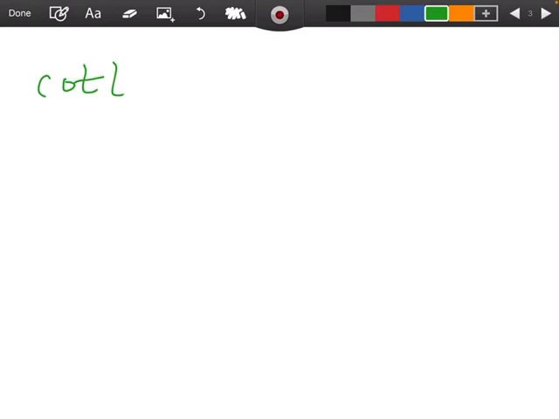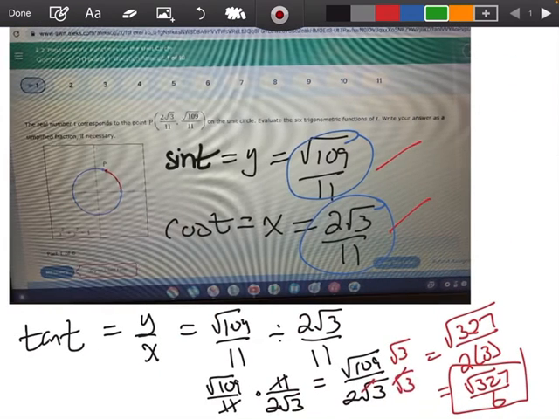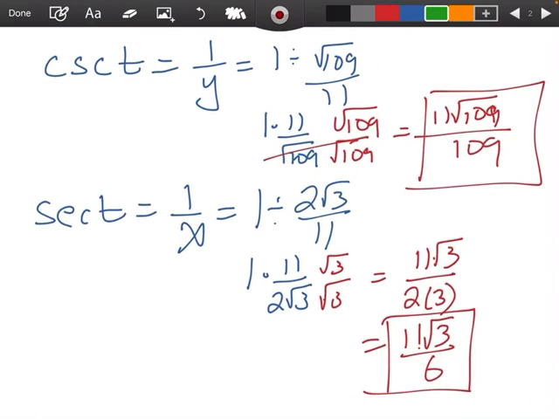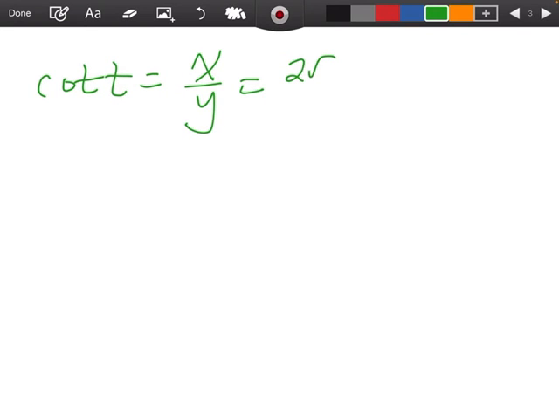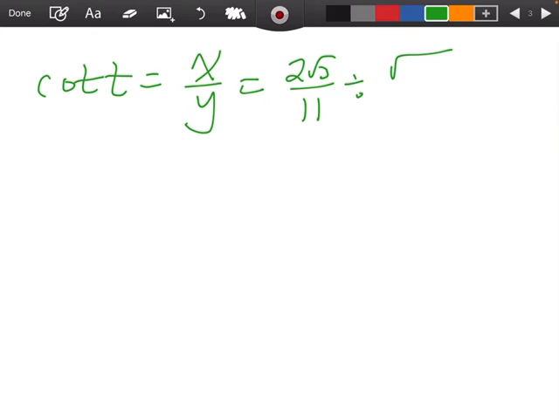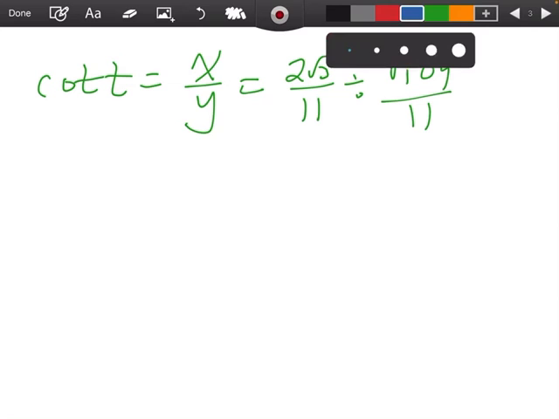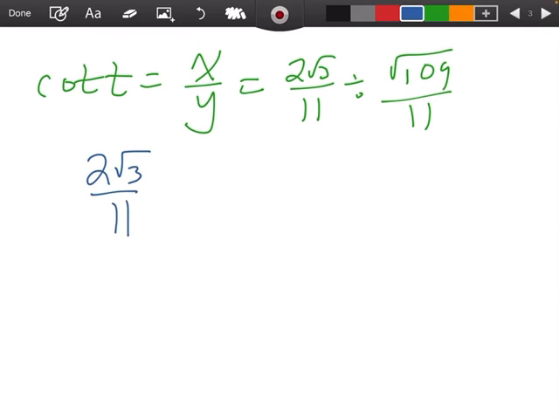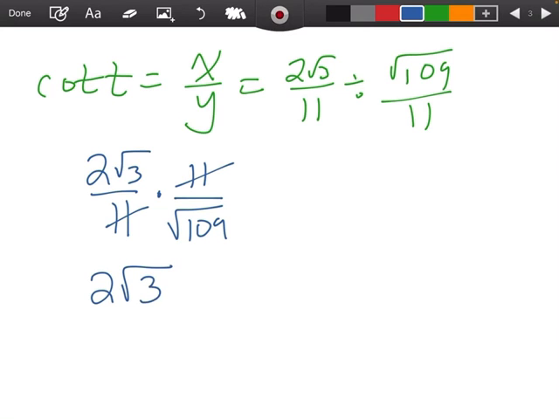Let's find our cotangent of t. So the cotangent of t is x over y. So my x value is 2 square root of 3 over 11, divided by my y value, which was the square root of 109 over 11. So let me do it in blue, the green's a little hard to see. So we got 2 square root of 3 over 11 times 11 over the square root of 109. So those 11s are going to cancel out. This is going to give me 2 square root of 3 over the square root of 109.